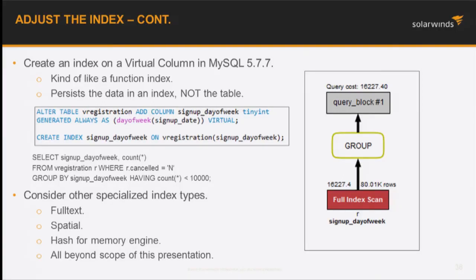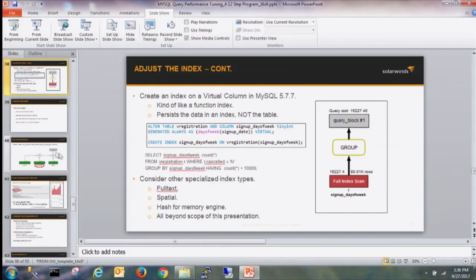Okay. Other types of indexes that go beyond this presentation are full text, spatial, and hash for memory engine. I just want to list them here because if you've got those type of configurations, just realize there's more things you can look at.